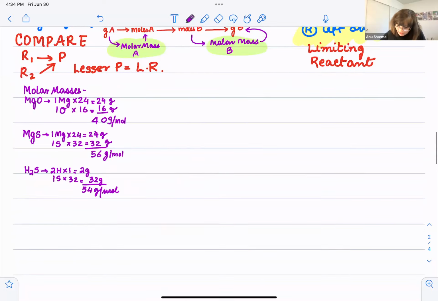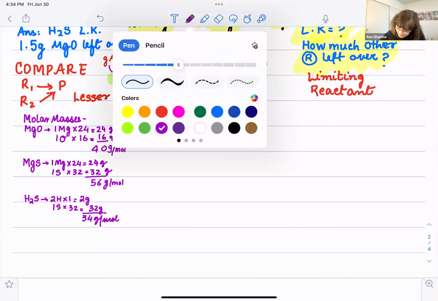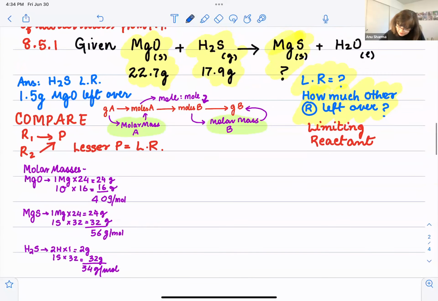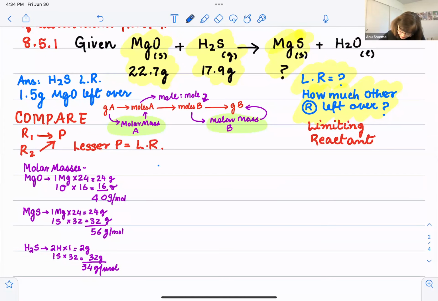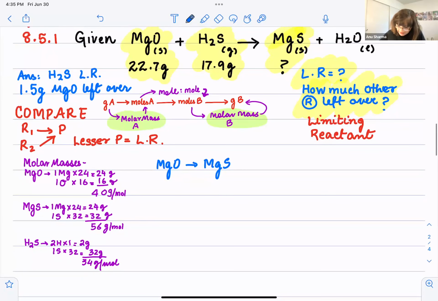All right, now let's do this. So compare, first of all, magnesium oxide to magnesium sulfide, like how much of it can we get? So when we use 22.7 grams of magnesium oxide, first step is what? Convert grams to moles.